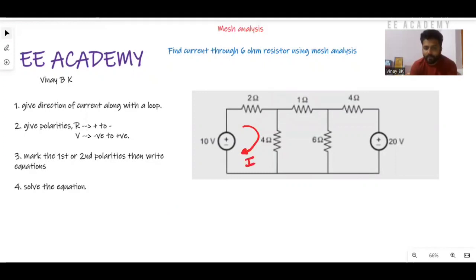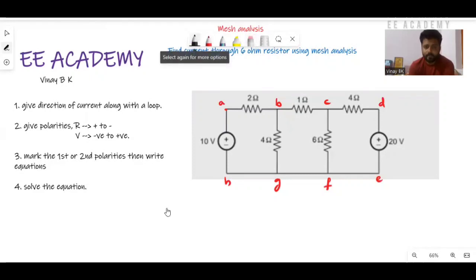You can give I1 flowing here. If you're getting confused writing this, first give names to the particular branches. I can label them A, B, C, D, E, F, G, H. Now I'll give a loop direction. Just for your reference, I'll erase once again. Then we can use the loop direction. I can select here.